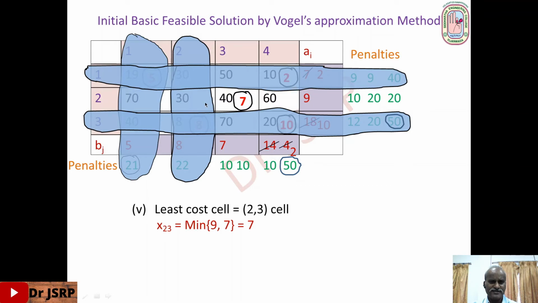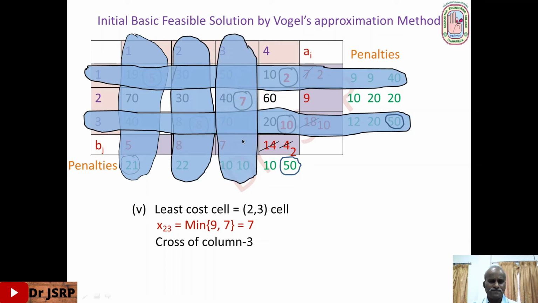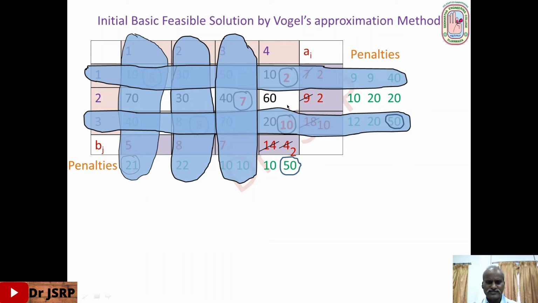Observe which constraint is satisfied. Here available 9, requirement 7. So the whole requirement is obtained from the second origin. That means the column constraint is satisfied. Cross off column 3. Observe at the second origin. Total available 9. Out of 9, 7 are transported. Remaining 9 minus 7, 2. Okay. So finally we have only one cell. That is the 2, 4 cell. For this allotment, X24 equals available 2, requirement 2. So 2.